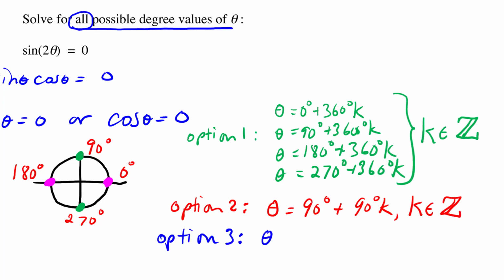A third option is actually to start at 0 and add 90 degrees k, or I'd just say theta equals 90 degrees k, k is an element of Z. Any of these options is fine.